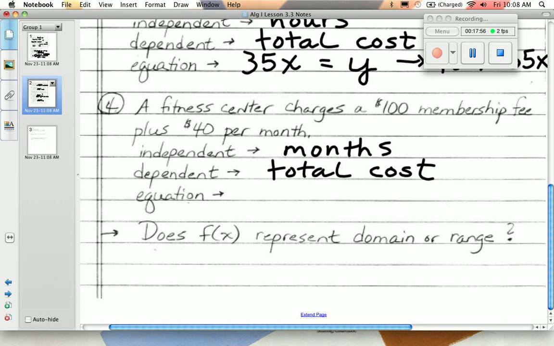Okay, equation. 100 plus 40x equals y. The $100 that's non-negotiable, doesn't matter whether you go or not, just to join they're going to charge you that. They're going to charge you $40 every month, so 40 times x equals y, but remember we're putting it in function notation, right?